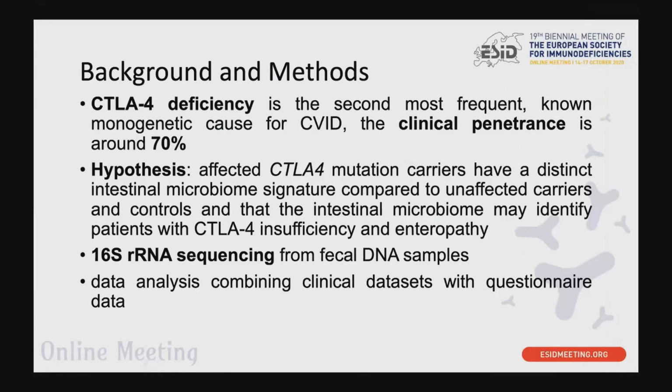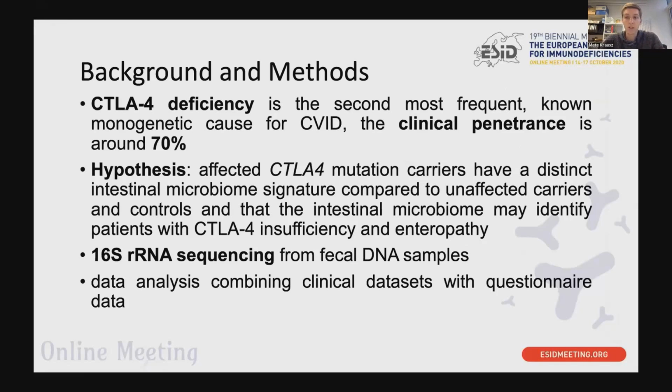I will talk about the microbiome in CTLA-4 deficiency. CTLA-4 is an essential player in the regulation of the immune responses. It is an antagonist of CD28 and outcompetes it by binding the ligands CD80 and 86 with a higher affinity.